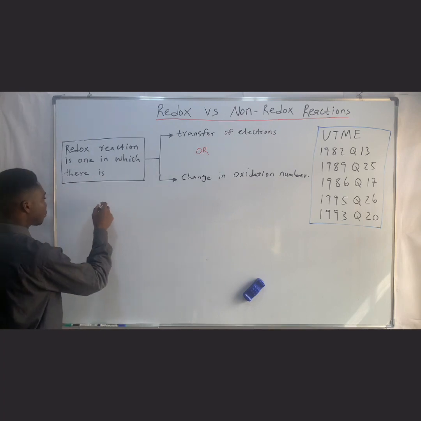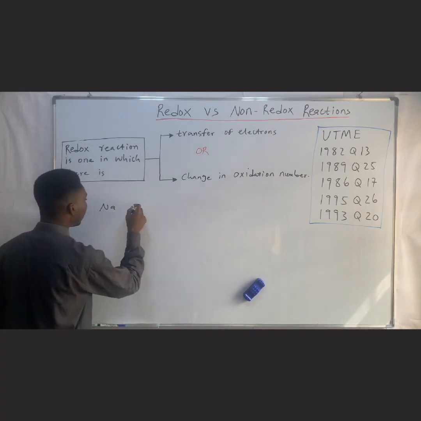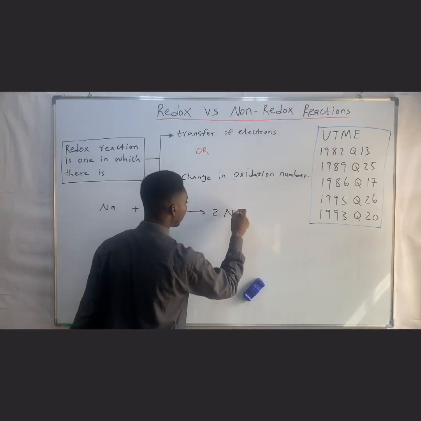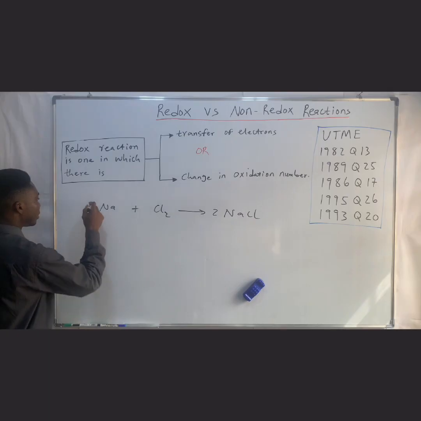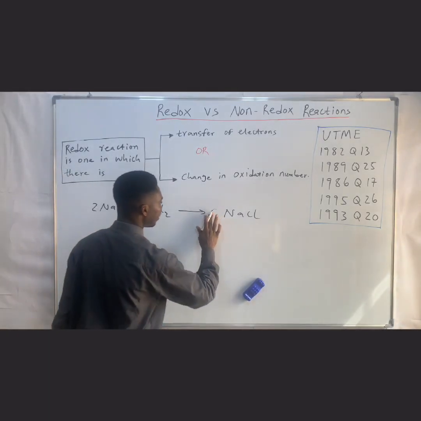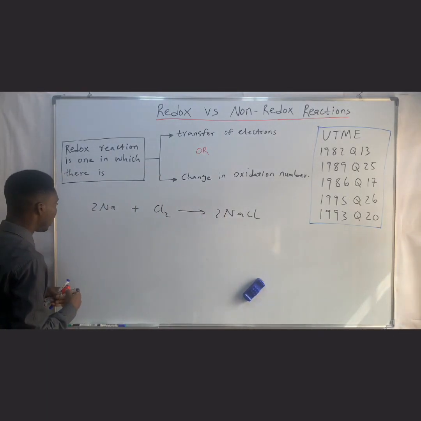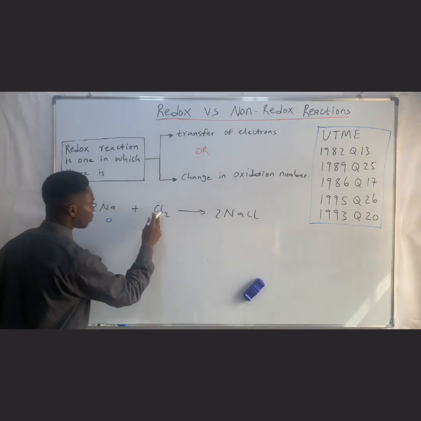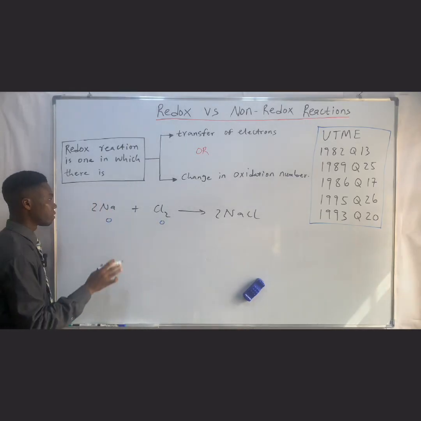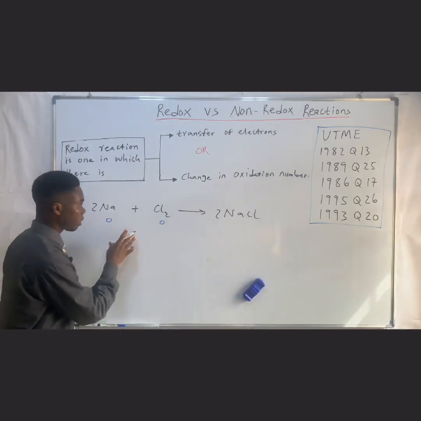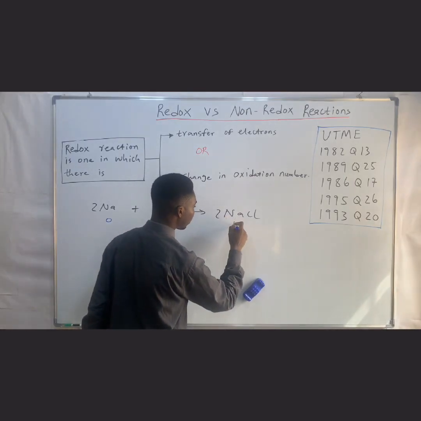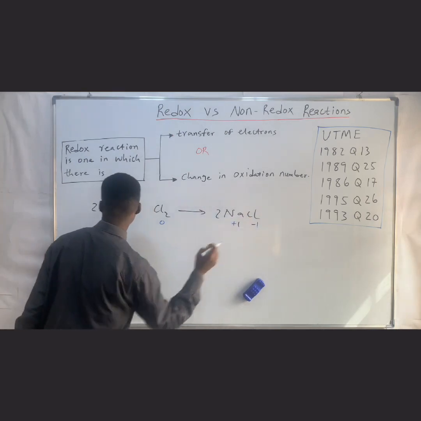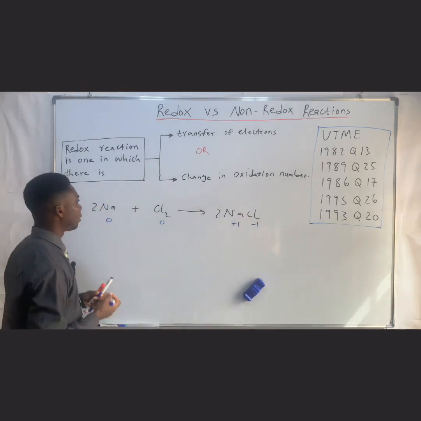So I have sodium plus chlorine, sodium reacting with chlorine to give us sodium chloride. The equation is balanced. Now, the oxidation number of sodium here is 0, and the oxidation number of chlorine is 0. Why is this 0? Elements in the free state have an oxidation number of 0. If you come here, sodium is going to be +1, and here chlorine is going to be -1. You can see they are now in the combined state.